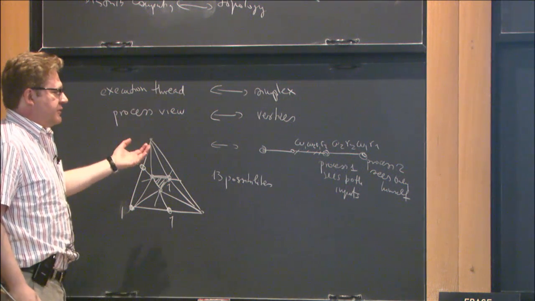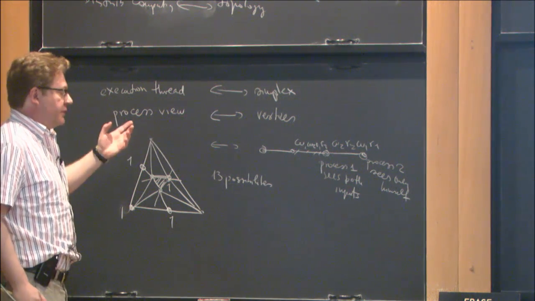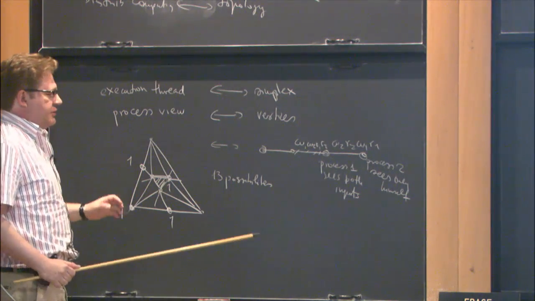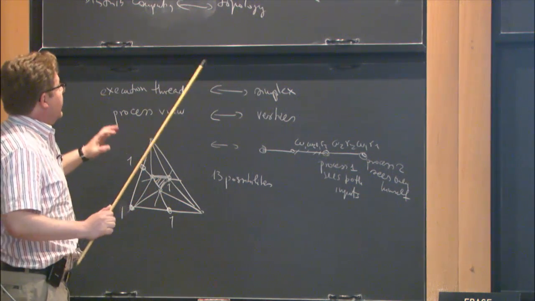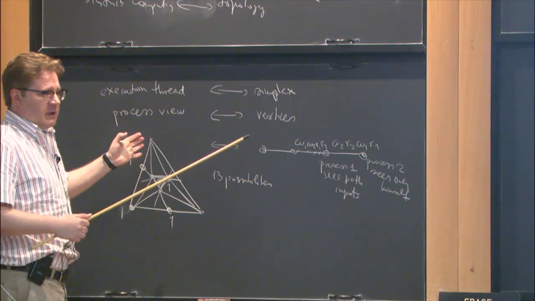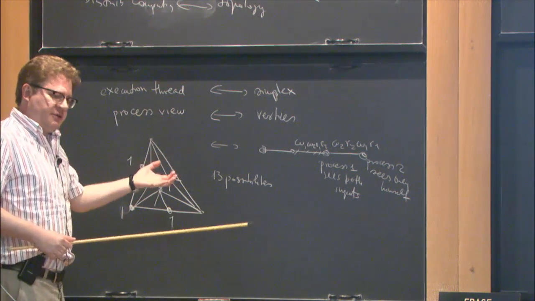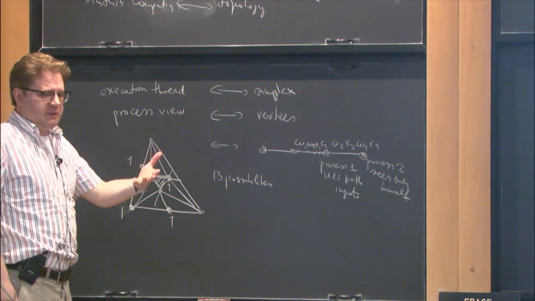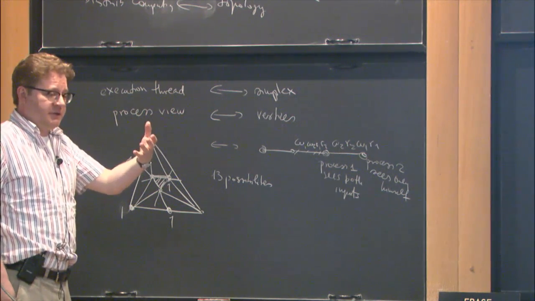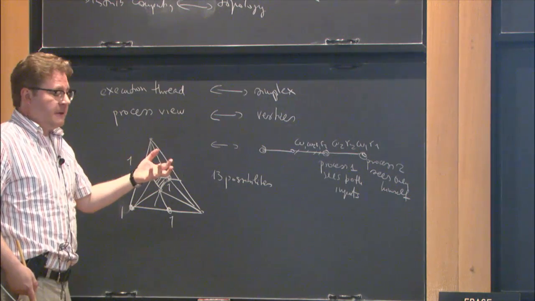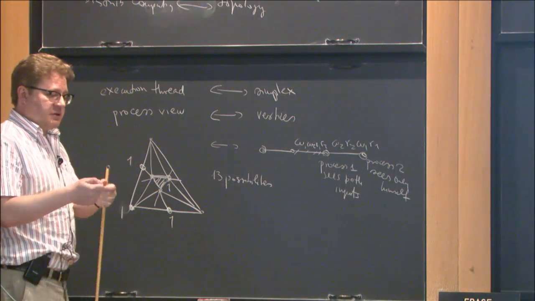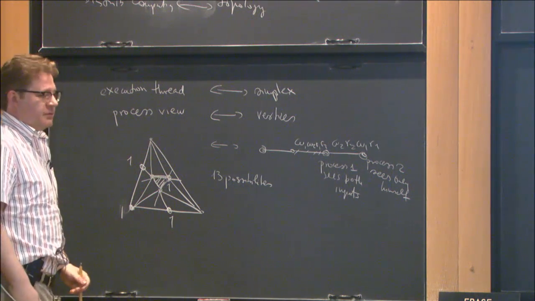Okay, and it's of course a very general idea if you think about it, because what you can do is take any model, any set of executions, as long as you can talk about partial views and so on, you can just construct a simplicial complex where simplices will correspond to possible execution threads of a given protocol, and vertices correspond to local views of the processes.